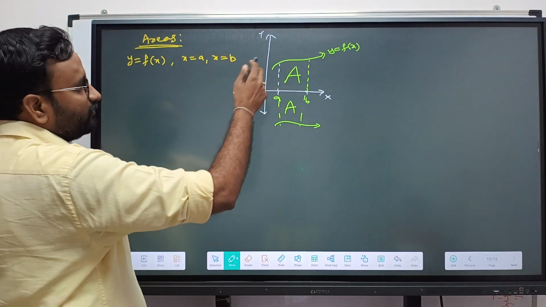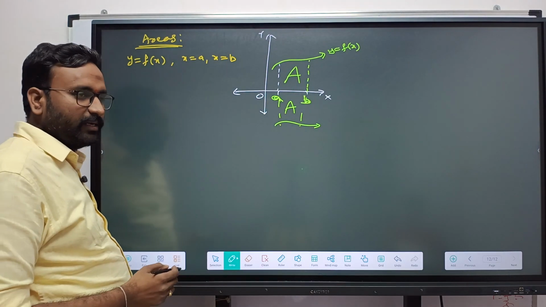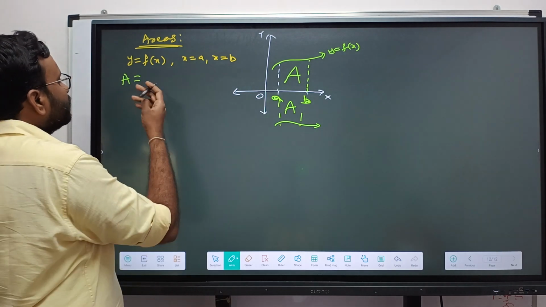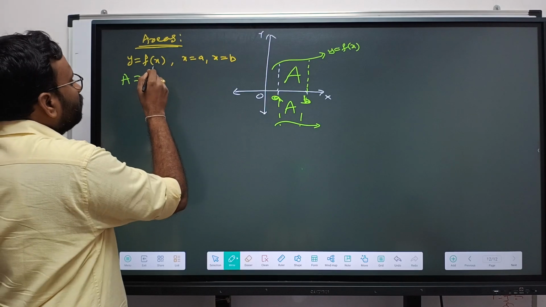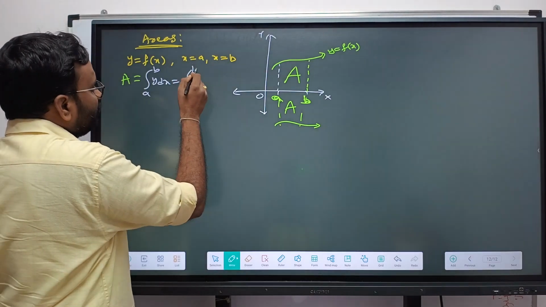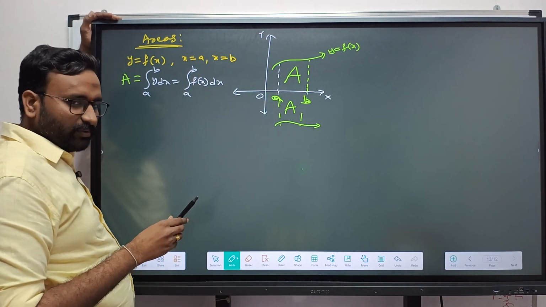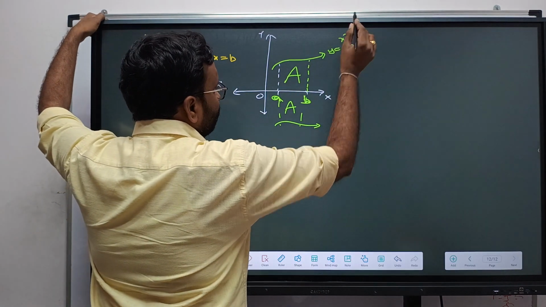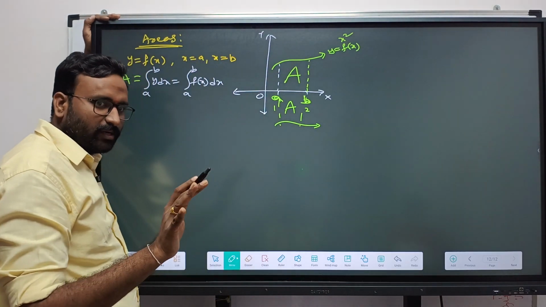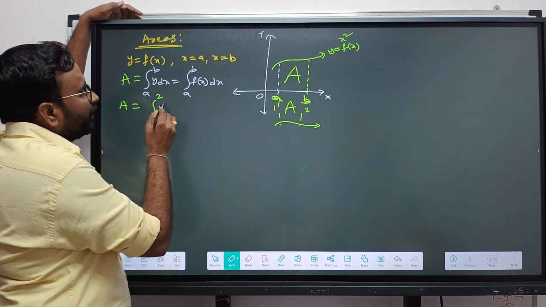So how can we find the area of this curve with the x-axis from a to b? Boundaries a to b. By using integration, area A is equal to integral a to b y dx, which is equal to integral a to b f of x dx. For example, if the curve is x square and the boundaries are 1 to 2, then the area A is equal to integral 1 to 2 x square dx.